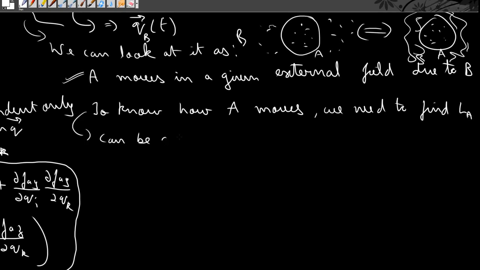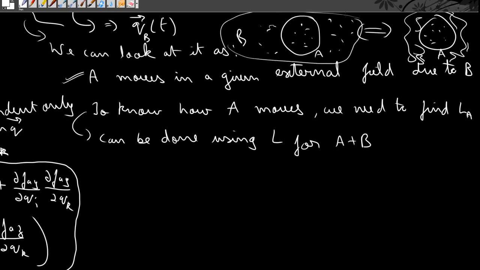So this can be done using the Lagrangian for A plus B. That is, when you take A and B as a whole system, a whole closed system. Okay, so if you write the Lagrangian for A and B, this Lagrangian of A plus B will definitely depend on QB, which is the generalized coordinates of the system B.